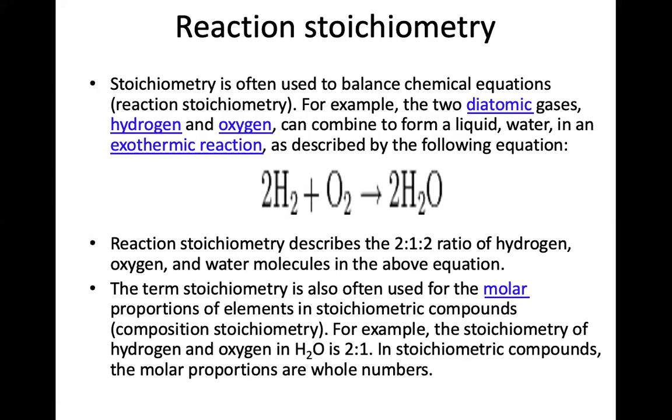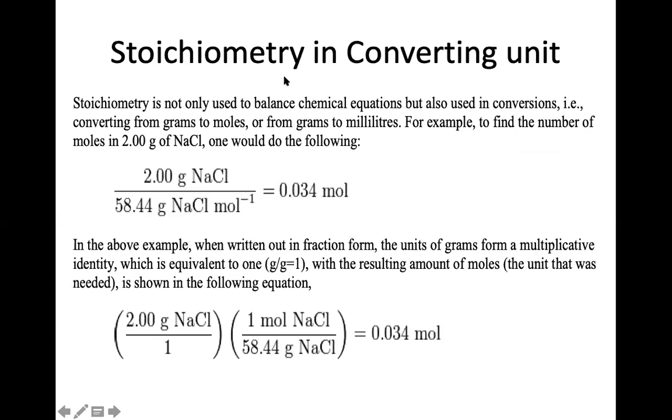The term stoichiometry is also often used for the molar proportions of elements in stoichiometric compounds, called composition stoichiometry. For example, the stoichiometry of hydrogen and oxygen in water is 2:1. In a stoichiometric compound, the molar proportions are whole numbers. So molar proportions are always whole numbers, not half. You know, in organic chemistry, how can we balance the reaction? So let me give you more details.